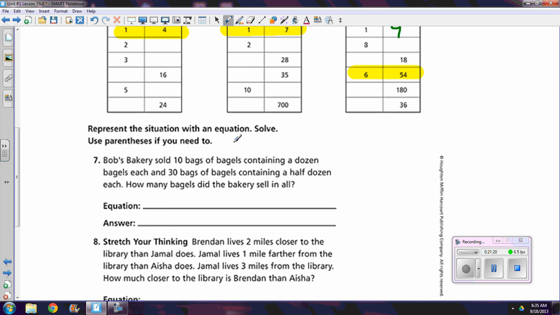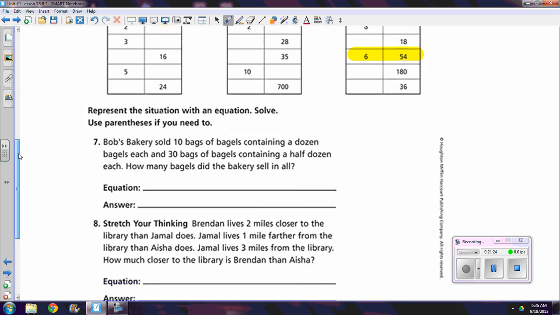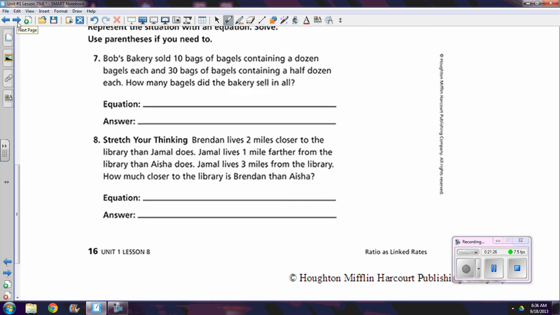And then you have represent the situation with the equation, use parentheses if needed. So very similar to what we've done already several times. All right, that concludes lessons 7 and 8. In class tomorrow, you will work on the worksheets for 7 and 8.